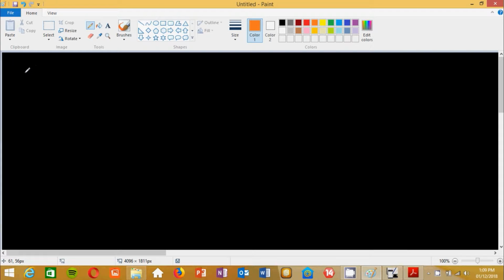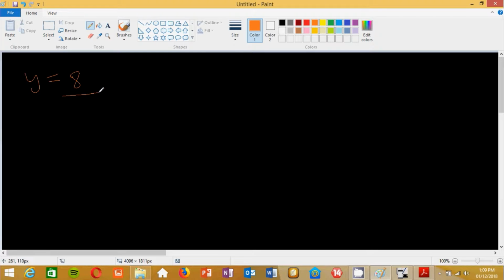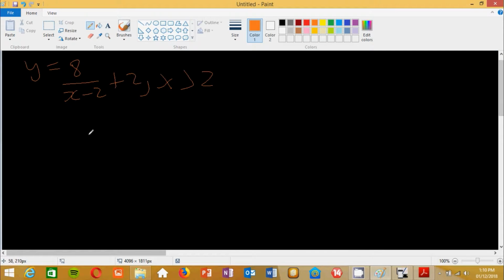So if I just rewrite this here, this is y is equal to 8 over x minus 2 plus 2, and the restricted domain is x is greater than 2. In case you haven't noticed, this is the restricted domain, not the natural domain. So we want to find the range of this function.